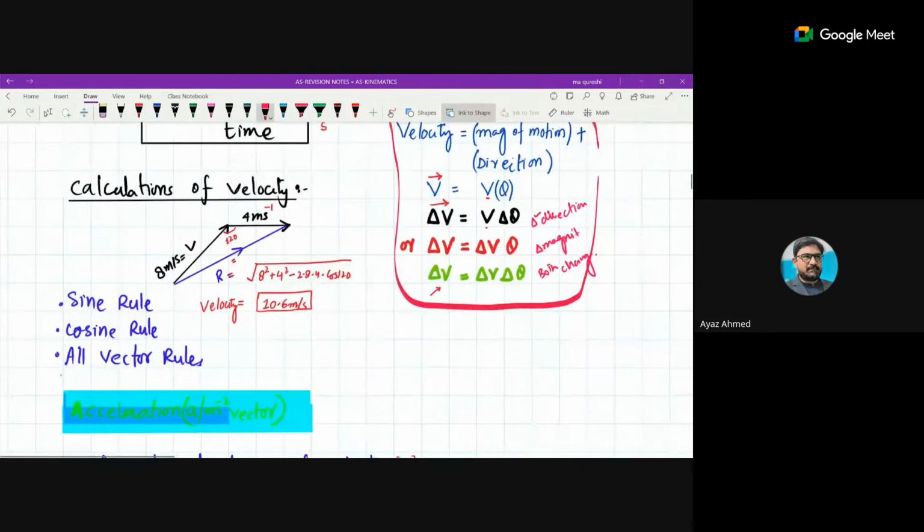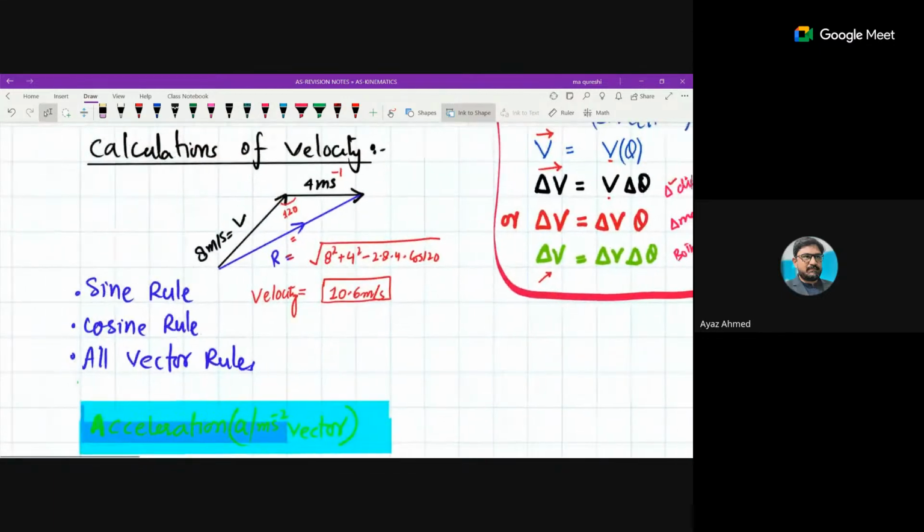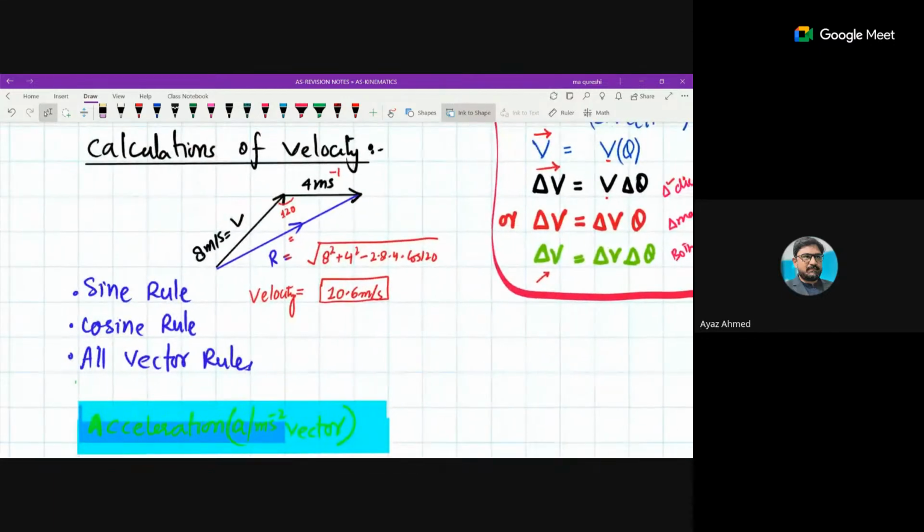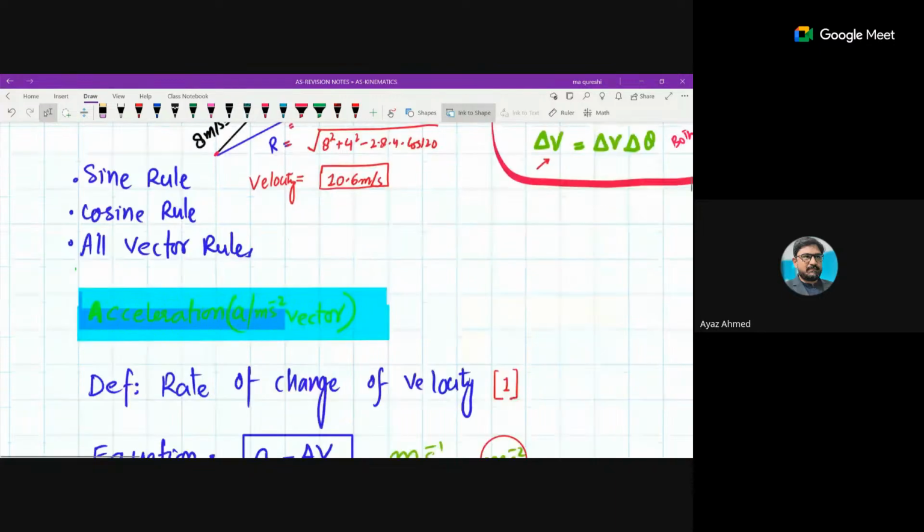So mostly there are several questions in which we have to take velocity as a vector. For example, a swimmer is moving at a speed of 8 meter per second, and the stream or water flows from west to east with a speed of 4 meter per second. What is the resultant velocity formed by the influence of the water? We will use either the sine rule, cosine rule, resolving, or combination of the vectors. All the rules we have learned for vectors can be applied there, right?